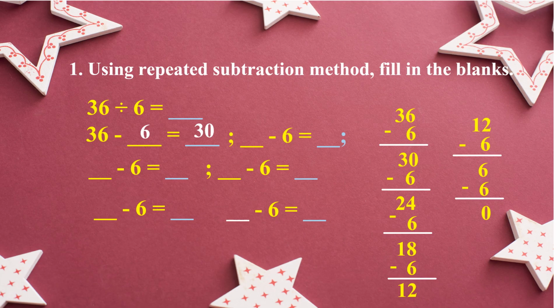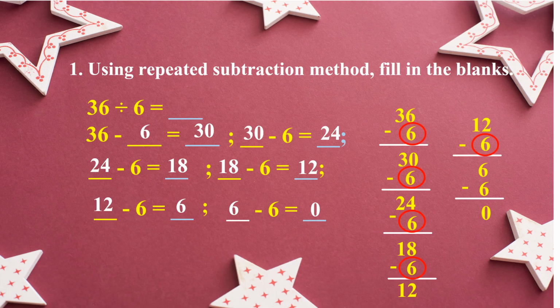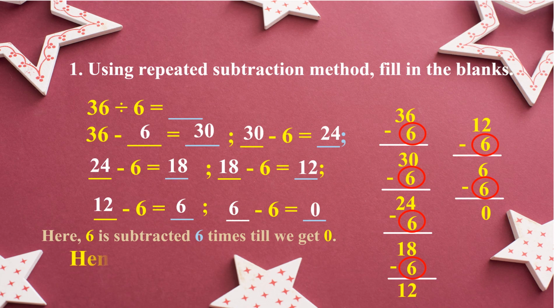So we get 36 minus 6 equal to 30. 30 minus 6 equal to 24. 24 minus 6 equal to 18. 18 minus 6 equal to 12. 12 minus 6 equal to 6. 6 minus 6 equal to 0. So how many times we subtracted? 1, 2, 3, 4, 5, 6. So 36 divided by 6 equal to 6.